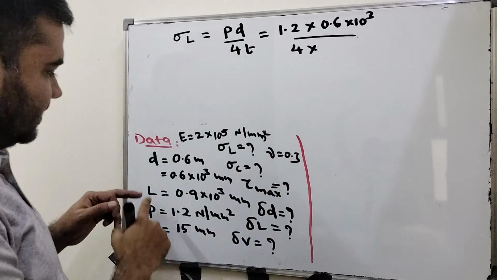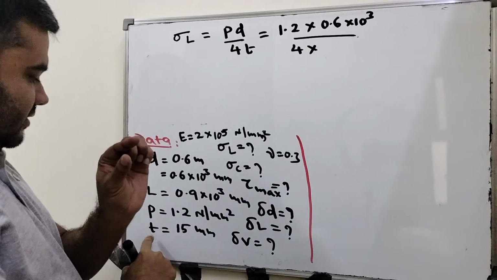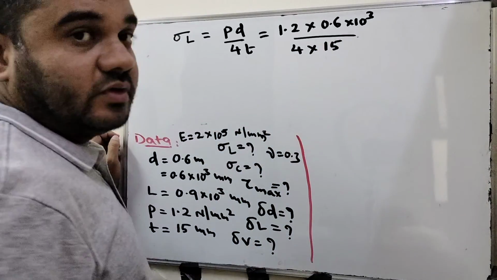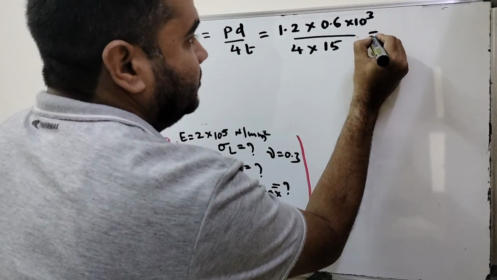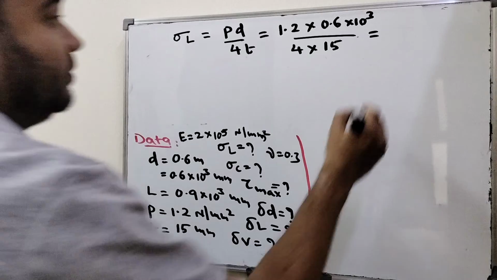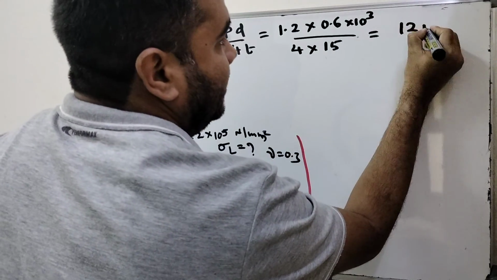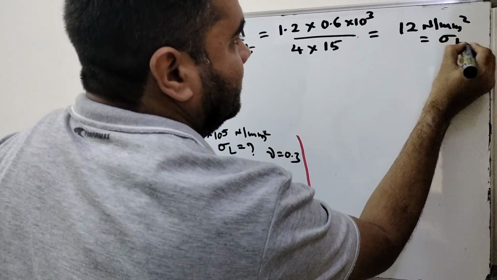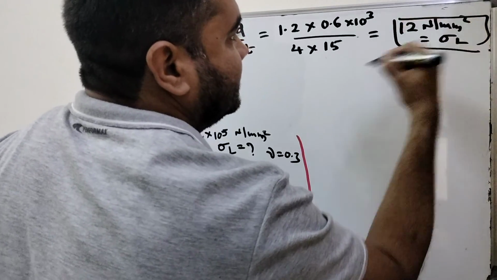the thickness. The wall thickness is 15 millimeter. After substitution, simplify. You will get 12 Newton per mm square. This is the longitudinal stress.